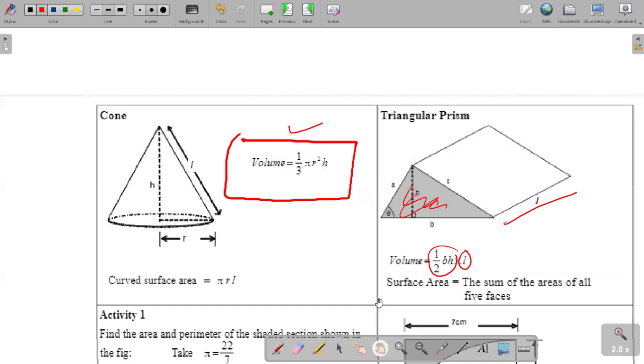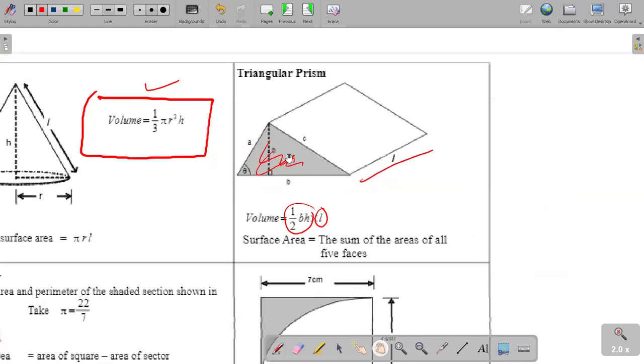Next one we have is a triangular prism. This is easy because the face is a triangle, and then you multiply it by the height or the length here to find the volume.